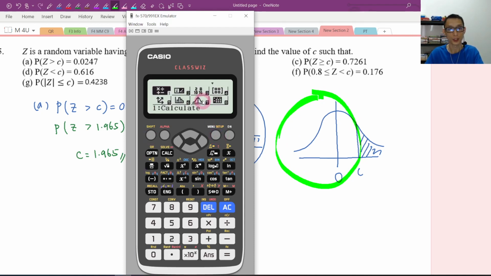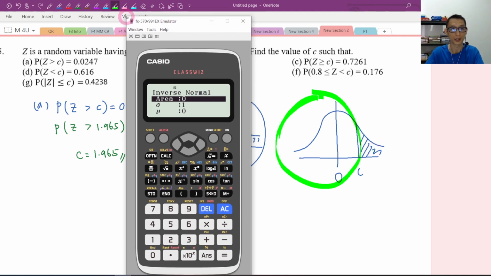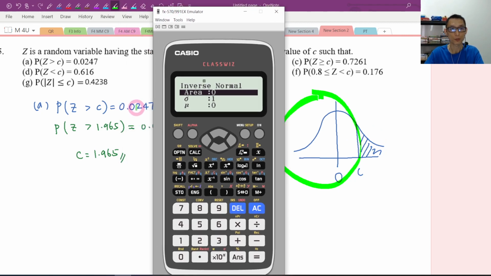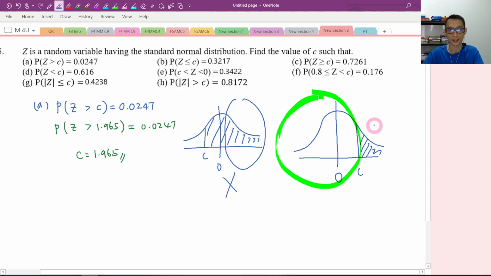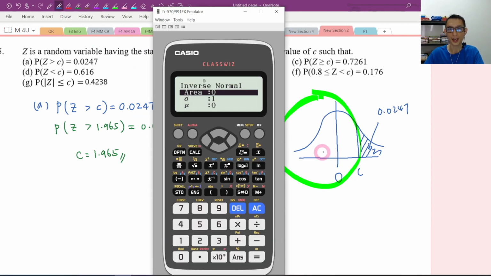Press the menu, go to distribution, then find inverse normal. The calculator will ask for the area. The area mentioned here is the area less than the value of C. Since we know the area here is 0.0247, here is 0.0247. So what's the area here?